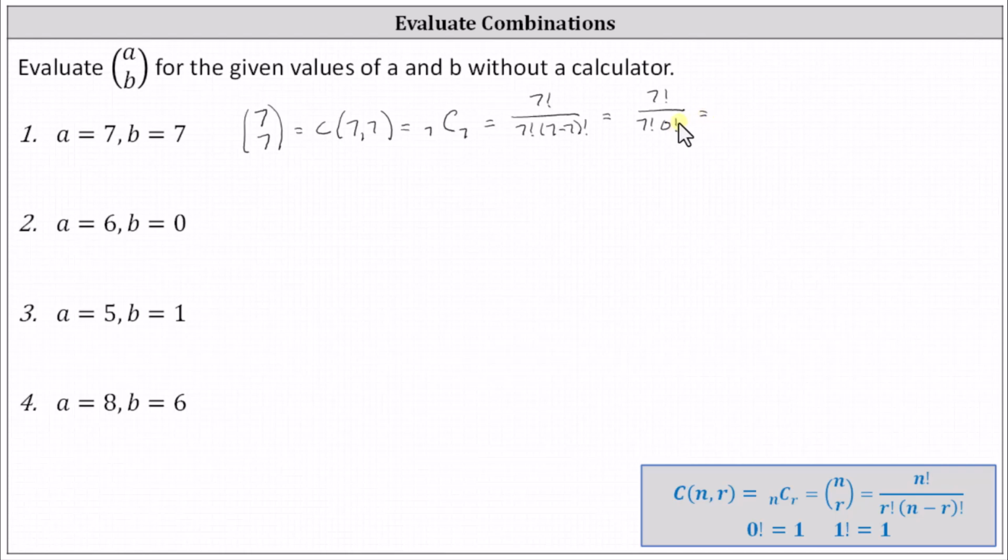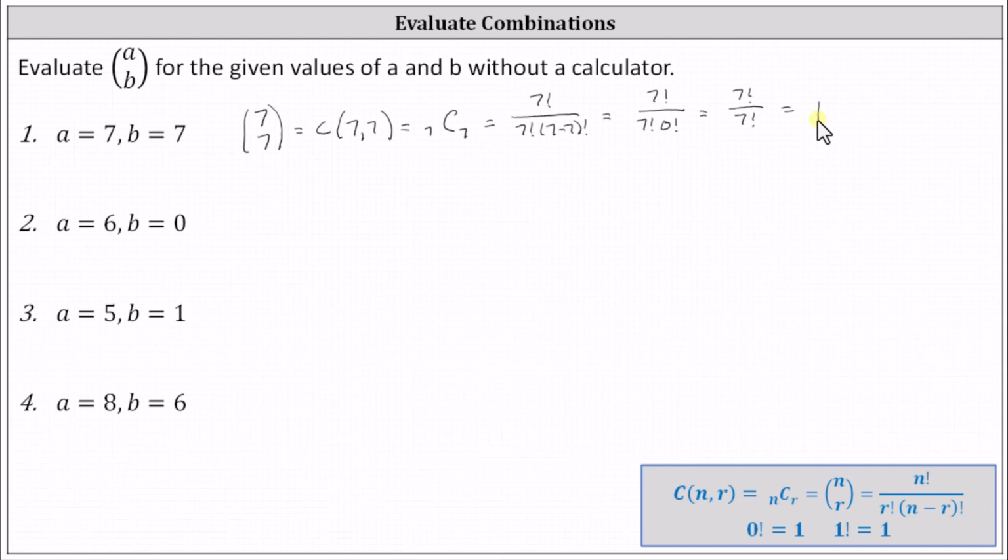0 factorial is equal to 1, and therefore we have 7 factorial divided by 7 factorial, which we shouldn't have to expand. 7 factorial divided by itself is equal to 1. 7 choose 7 indicates how many ways we can choose 7 items from 7 when the order doesn't matter, which hopefully makes sense. There's only one way to do so.